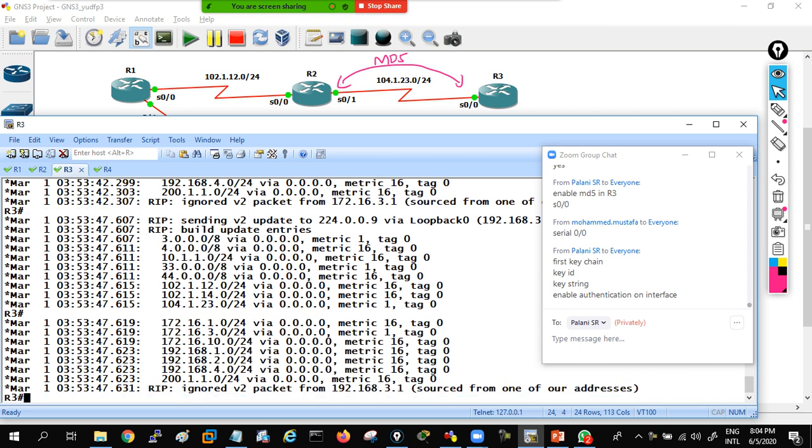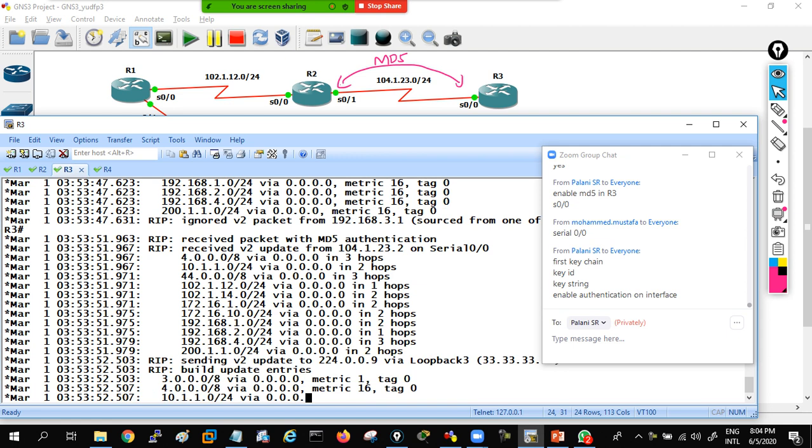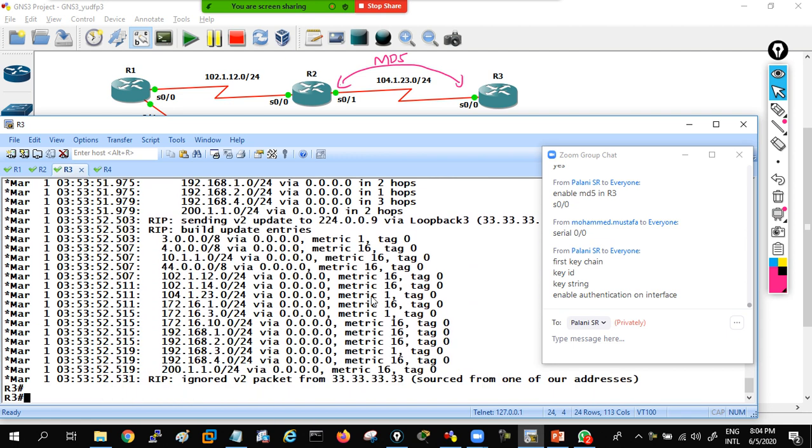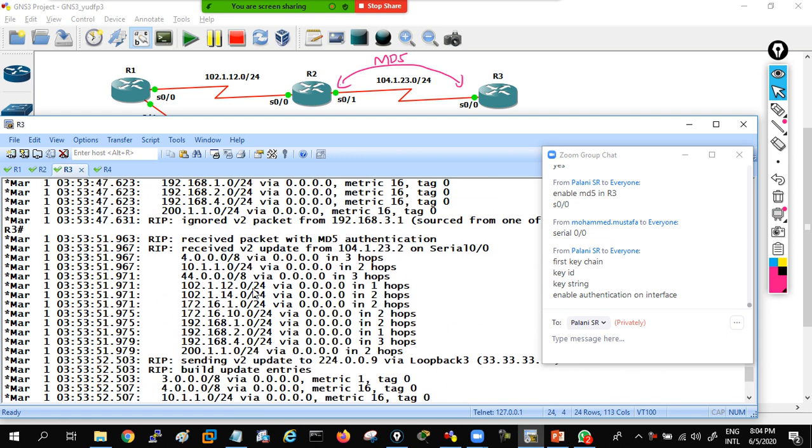That's correct. Wait for some time. See, Palani, are you able to see the key? Did you see here? It's simply saying MD5 authentication. That's it. Are you able to see the key there? No, no. So that is called secure. Got it, Palani?